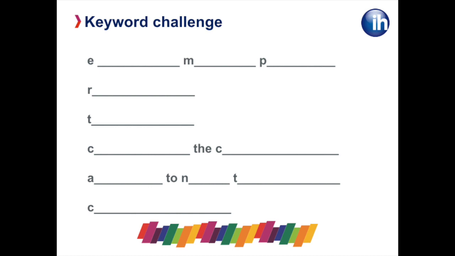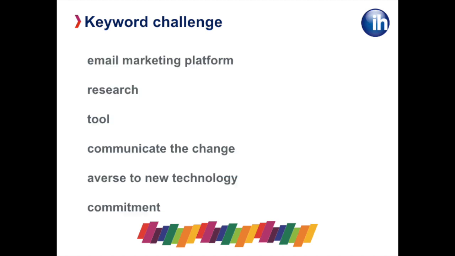You might want to pause this right now, and you could fill in the rest of the words that you've got in your head but didn't get a chance to write down. And you might also stop and think about why these words were important. So just pause a second and give yourself that little chance. And here are the words: email marketing platform, research, tool, communicate the change, averse to new technology, and commitment. And you know why these are all important, don't you?